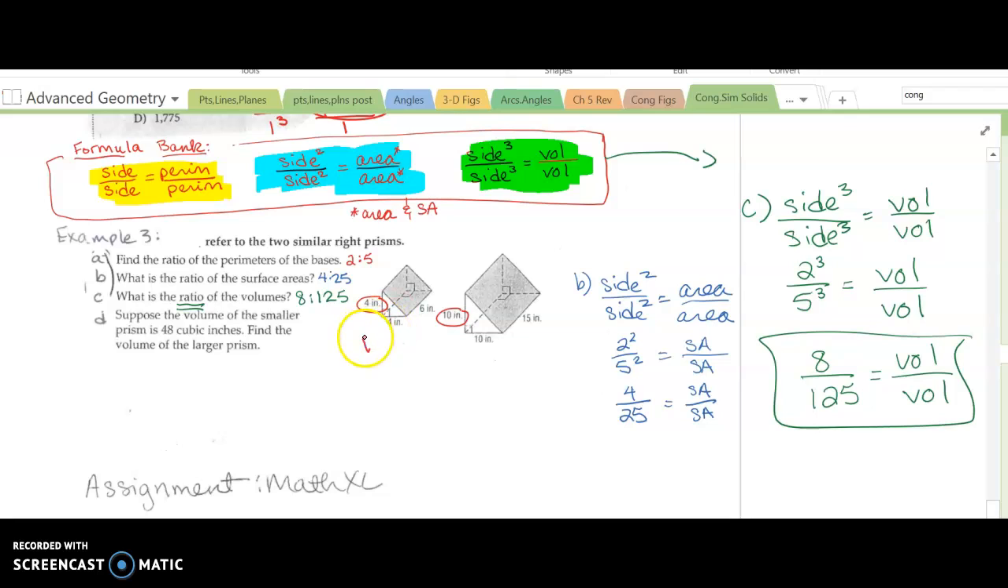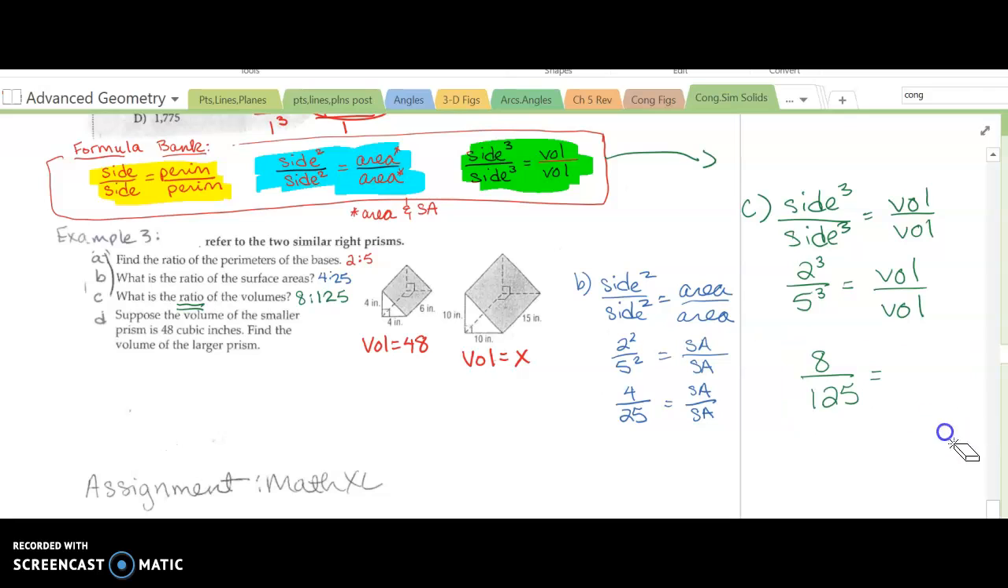So this one is a volume of 48, and find the volume of the larger prism. On this one, we actually are looking for the volume. But again, you don't have to do area of the base times height to find the actual volume, although we have enough information, you could do it that way. The shortcut is, since we know the volume to volume ratio is 8 to 125, all I have to do is 48 to x and cross multiply to solve for x. That's a whole lot faster than actually having to find the volume.